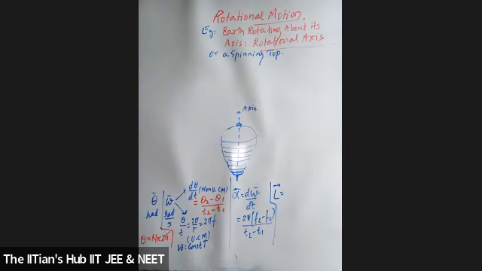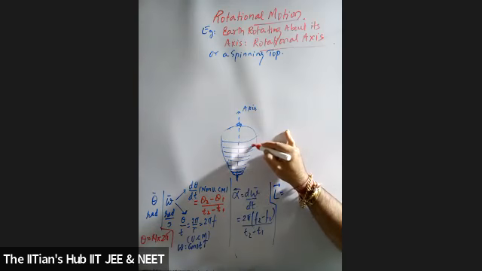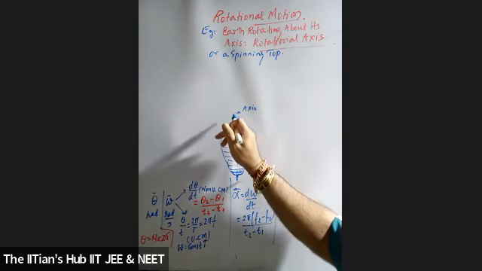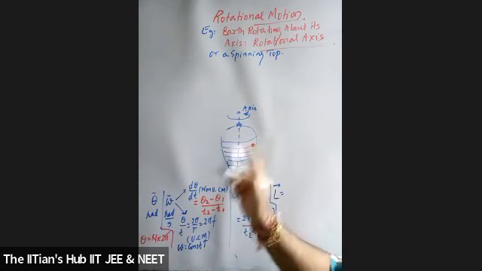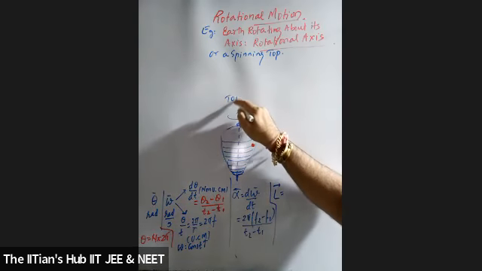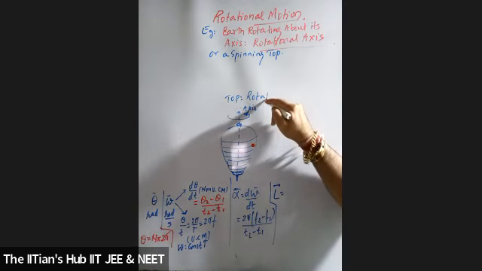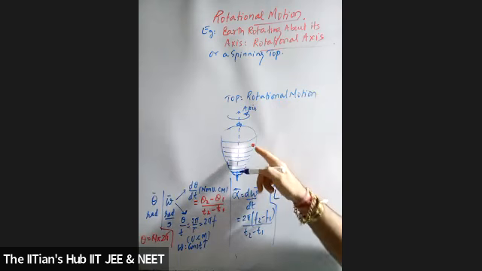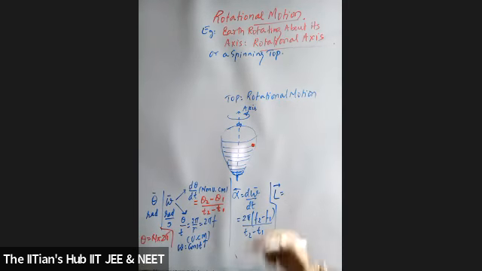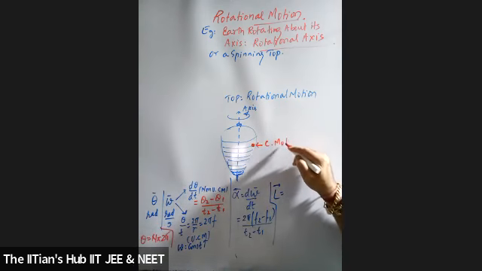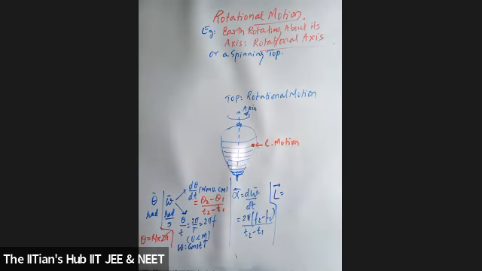Now, suppose I put a red dot on this particular top, friends. When the top is set to rotate about the given axis, what kind of motion is the top performing? The top is performing rotational motion. But what about this particular point, the reddish point? This point P is performing circular motion. Do keep this in mind.